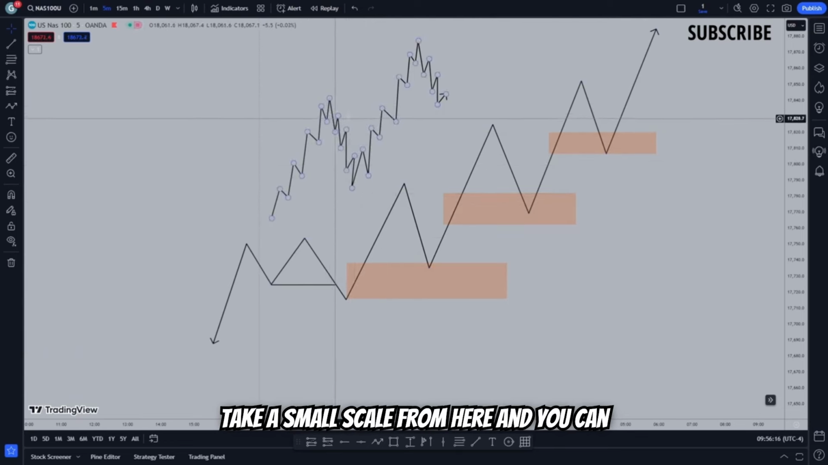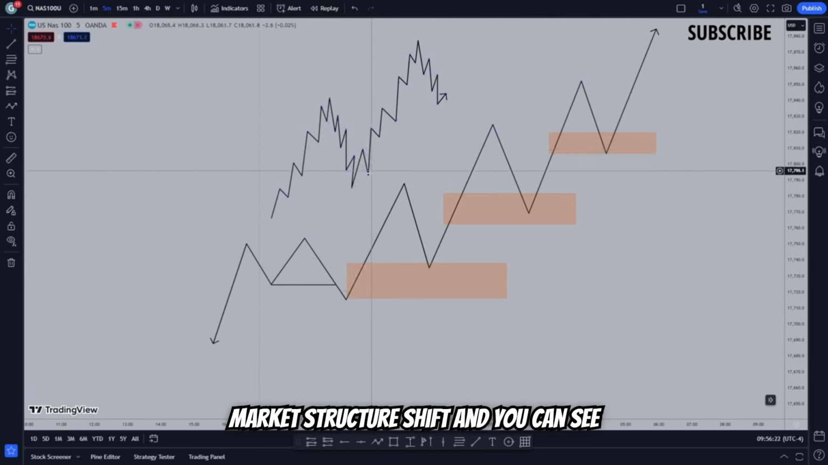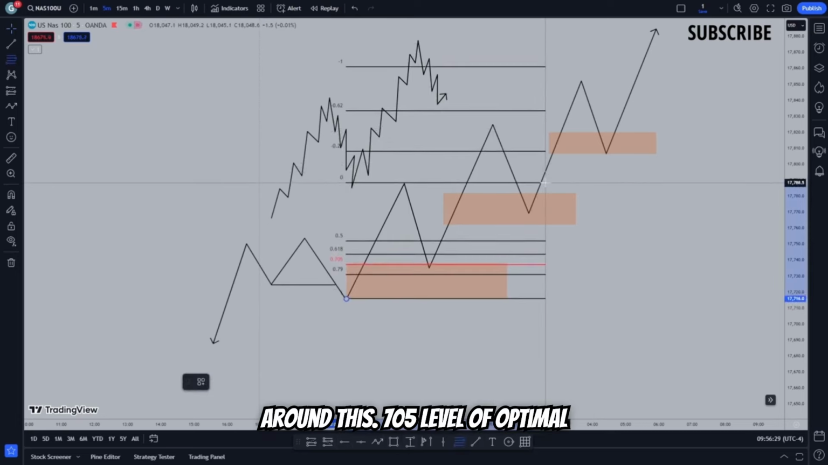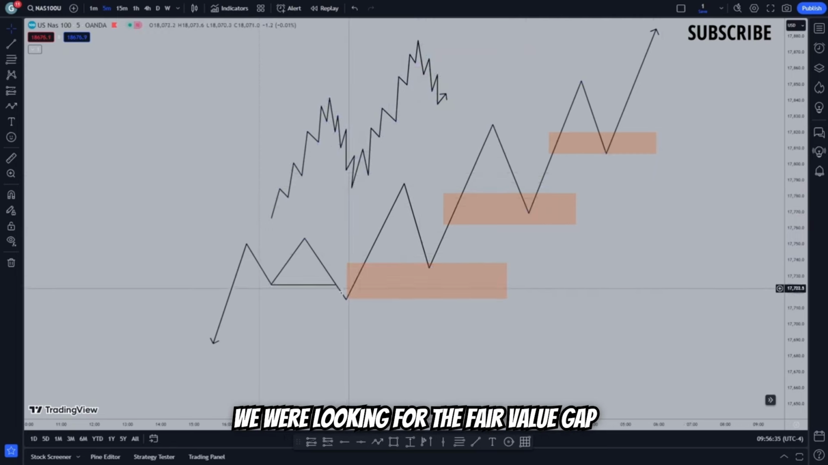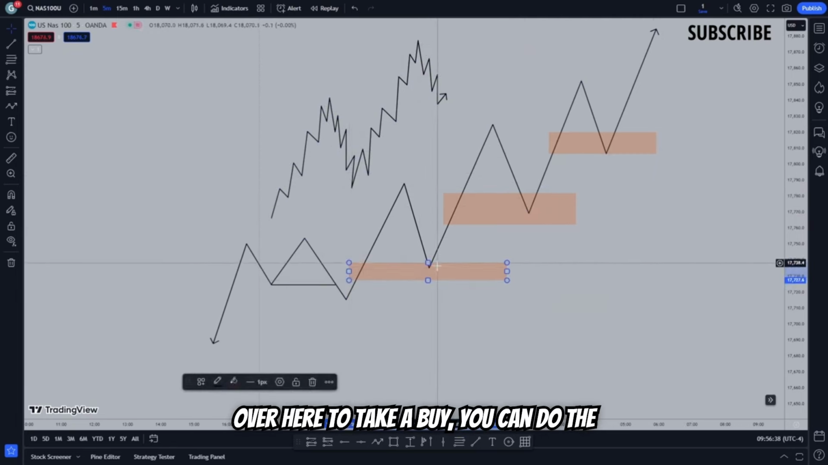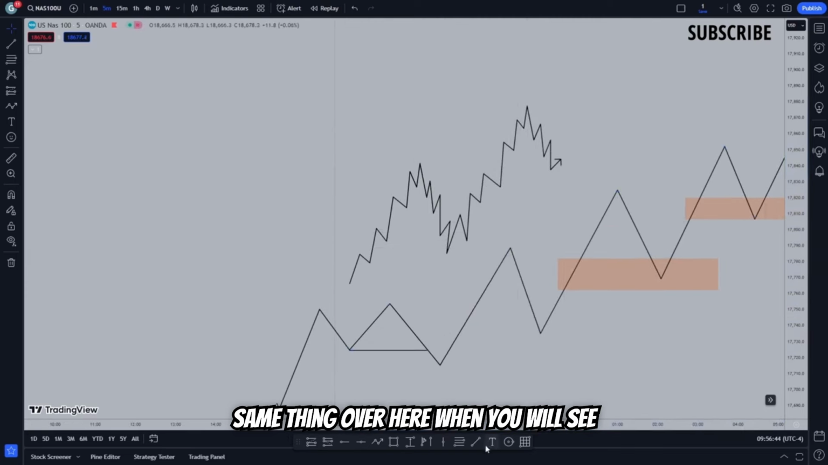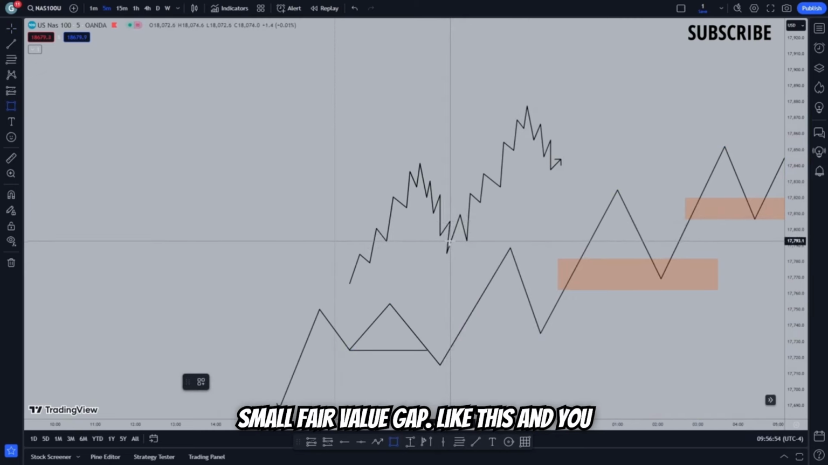Or you can take a small scalp from here and take a sell. And from here, whenever you see another market structure shift, and you can see that price has given a rejection from around this 705 level of optimal trade entry, you can take another buy from here. The same thing, like the way we were looking for the fair value gap over here to take a buy, you can do the same thing over here. When you see that there is a break of structure, a market structure shift over here, then you can find any small fair value gap like this, and you can take a buy from here.